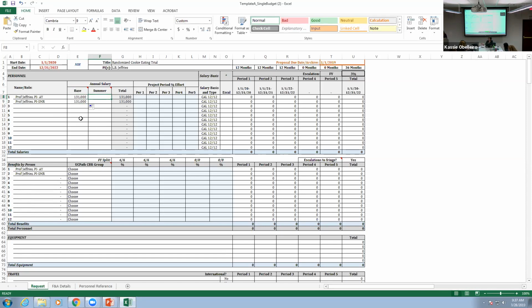Now, Professor Jeffries has a 9-month academic year appointment. So we want to annualize Professor Jeffries' salary in this case, right? Professor Jeffries can work up to 3 months. We don't know what grants he's going to get, but we're going to assume we want to budget for the max that he could possibly get when we talk about effort. So we're going to put 3 months of summer in here because that's the max when you have 9.